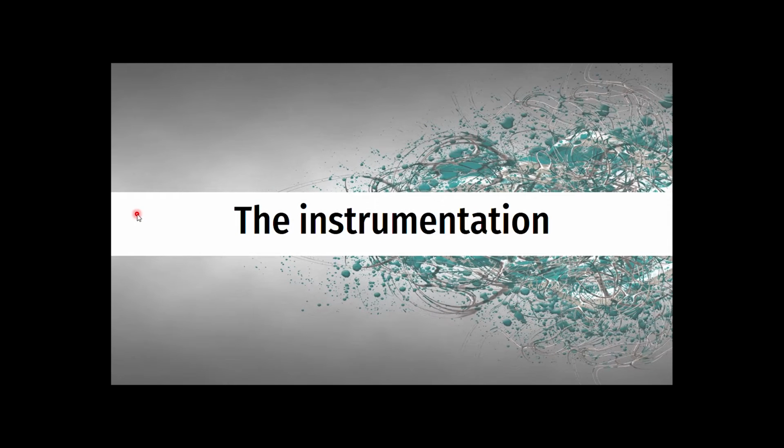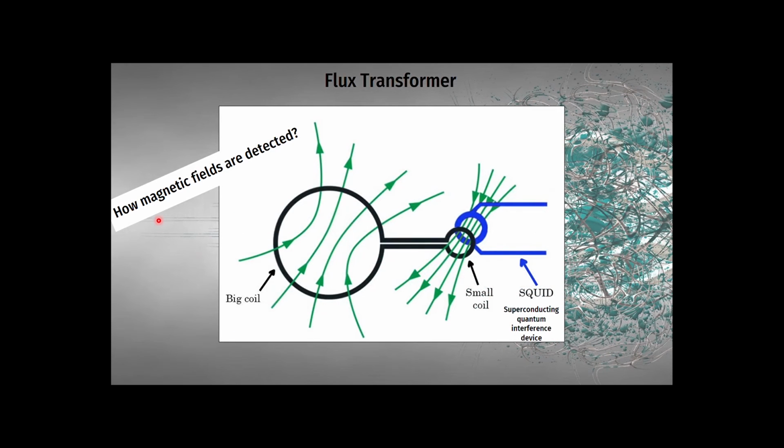Now I want to talk about the instrumentation of the device. The sensor that is used to detect the magnetic fields generated in the brain is called a flux transformer. A flux transformer consists of two coils, a large coil and a smaller coil. The large coil captures the magnetic fields immediately from the brain, and since there is a current flowing from the large coil to the smaller coil, a magnetic field is also generated in the small coil.